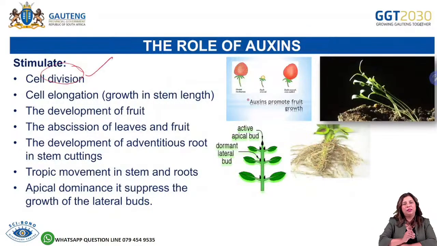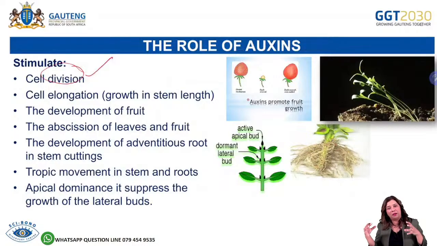So what is cell division? We're talking about mitosis. Remember when you did mitosis? We said that cells divide, and therefore the cell grows, they become elongated, they become larger, and all of those things.